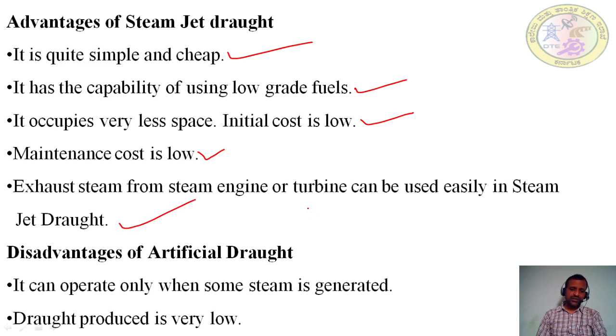Then what are the disadvantages of the artificial draught? It can operate only when some steam is generated. Since this depends on the steam only, with that steam you are passing through the nozzle, creating high velocity steam at the exit, and then the kinetic energy. If there is no steam, then you can't create the artificial draught in the case of steam jet draught. That is one disadvantage: it can operate only when some steam is generated. The draught produced is very low in the case of steam jet draught. That is one more disadvantage.